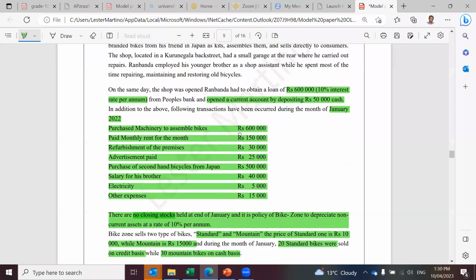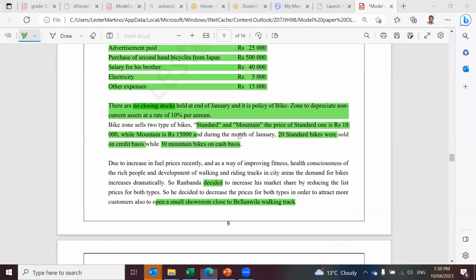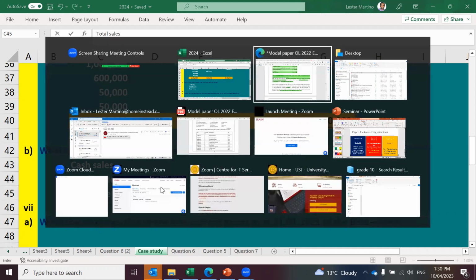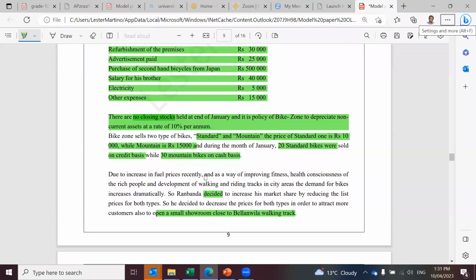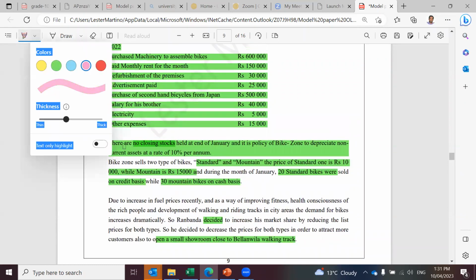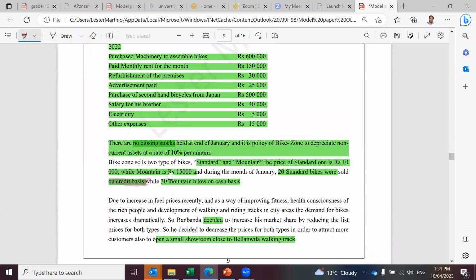Right. And they say to calculate sales. So I'll give you time. Can you figure out how much is the cash sales? How much is the credit sales? Please try. And total sales. The information for that is given here. Please try.